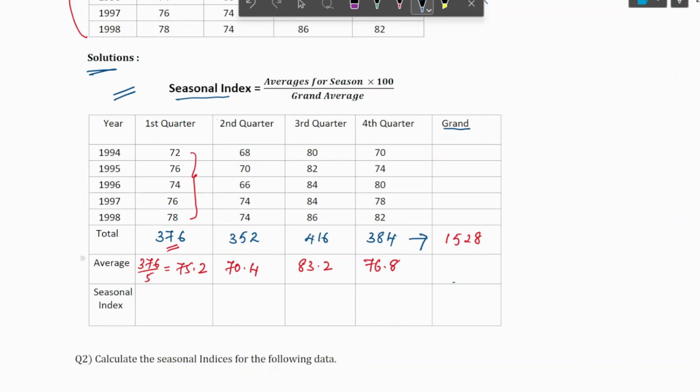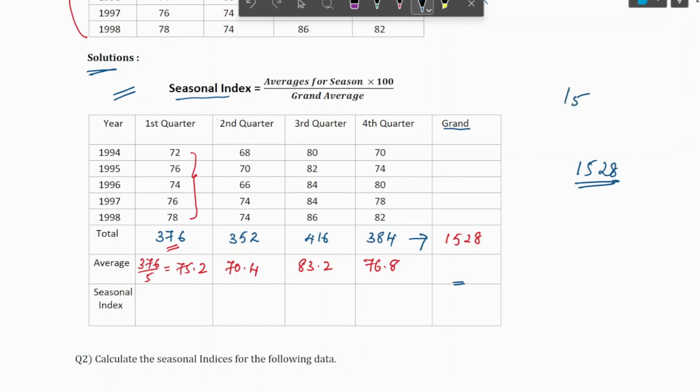Now we are going to find the grand average. That means this column is going to be filled by the grand average. How do you find this grand average? What is the grand total? 1528, right? 1528 is your grand total. You are going to find the average. Now see here, for each and every quarter average we divided by 5.